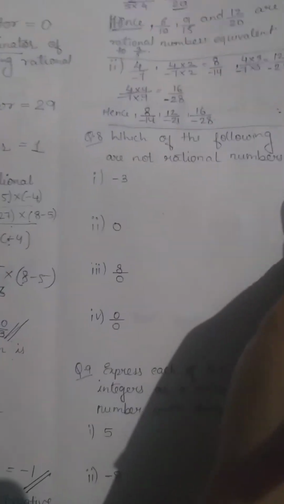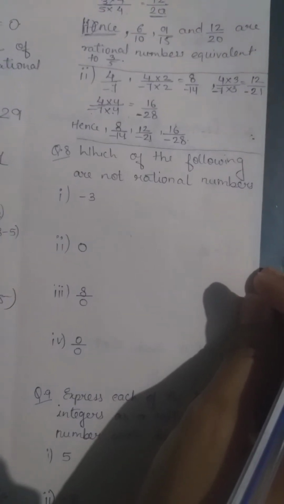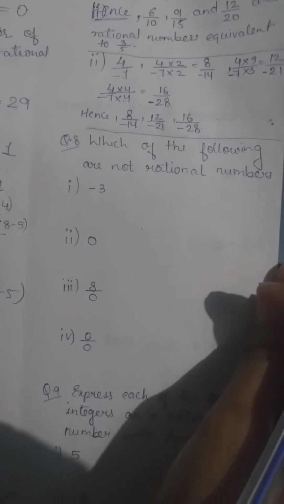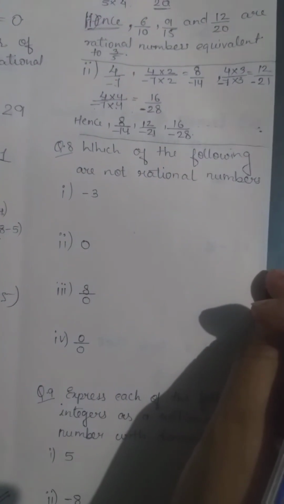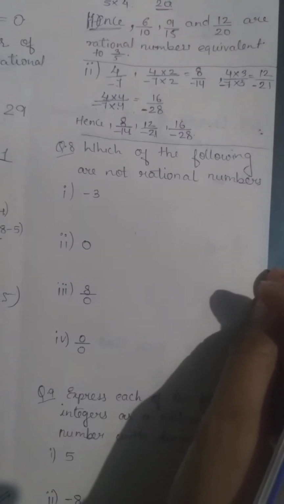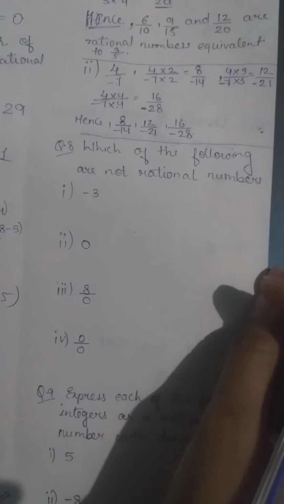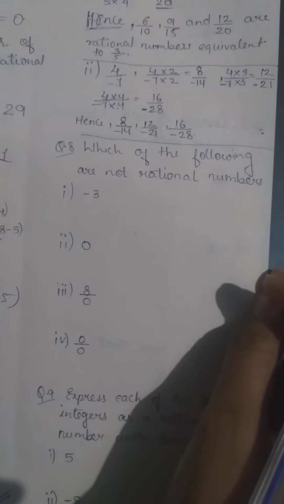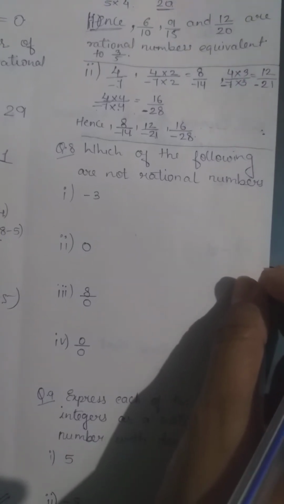Now question number 8. Which of the following are not rational numbers? How will we prove that? Rule number 1, that is numerator upon denominator. Okay, and when there is no denominator we put 1. Okay, then what is the next condition? That the denominator should not be equal to 0.